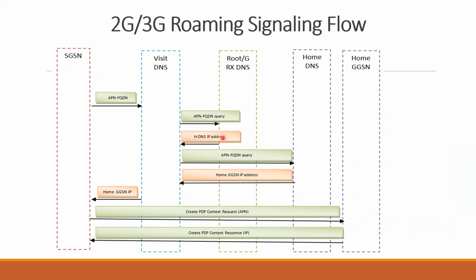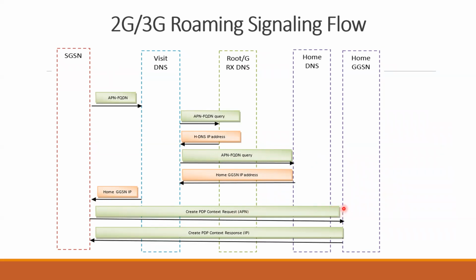It is not going to return back the home GGSN IP because it only has the DNS IP information available. So this home DNS IP is going to be returned back to your visitor DNS, and the visitor DNS is going to send the same APN FQDN to the home DNS. Now, home DNS has the information that, okay, APN 1 is going to resolve into IP1, APN 2 is going to resolve to IP2, and so on and so forth. So home DNS is now going to return the home GGSN IP address. This home GGSN IP address will be returned by the DNS to the SGSN, and then SGSN is going to send a formal create PDP context request with that APN to the home GGSN.